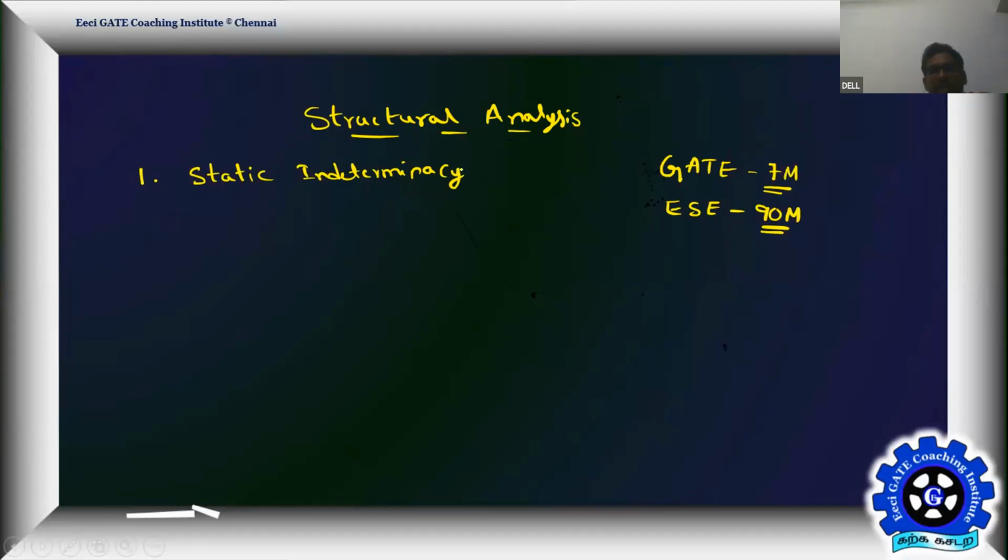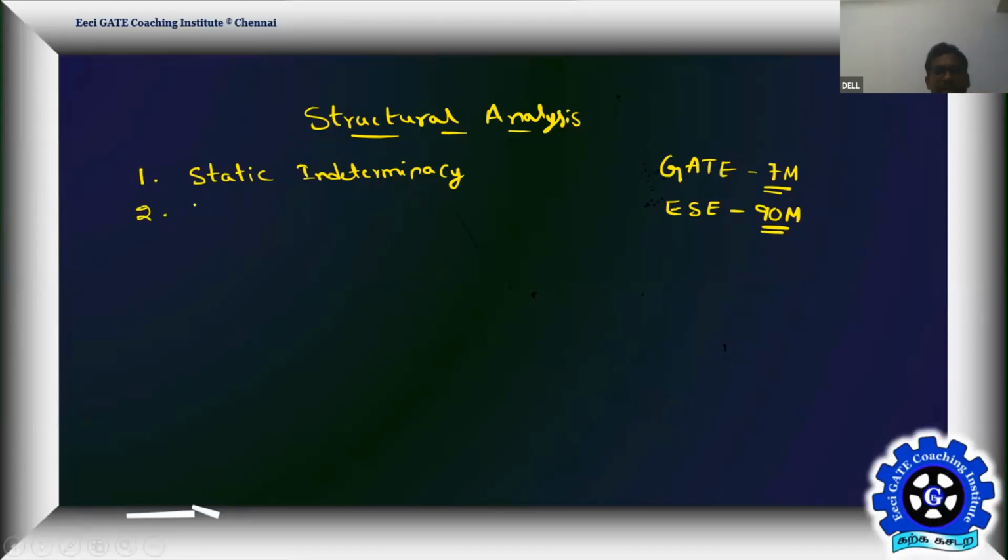So what is the meaning of an indeterminate structure? A structure which cannot be analyzed by using the available equilibrium equations. There we need some additional conditions called compatibility conditions, which we make use of in order to find the unknown quantities in the structure. That's what we call indeterminacy. So what is the meaning of static indeterminacy? We'll see that in the first chapter.